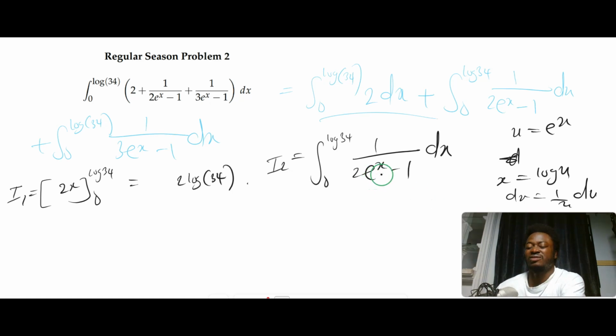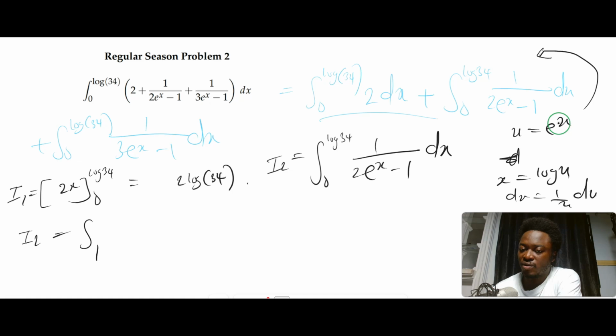What about the limits of integration? Well, let's go up here and see. If you take x to be 0, u would be 1. So I2 would be from 1. But now if you take x to be log of 34, u would be 34. So you have 1 to 34 of what? You have 1 over 2u minus 1 times du over u.